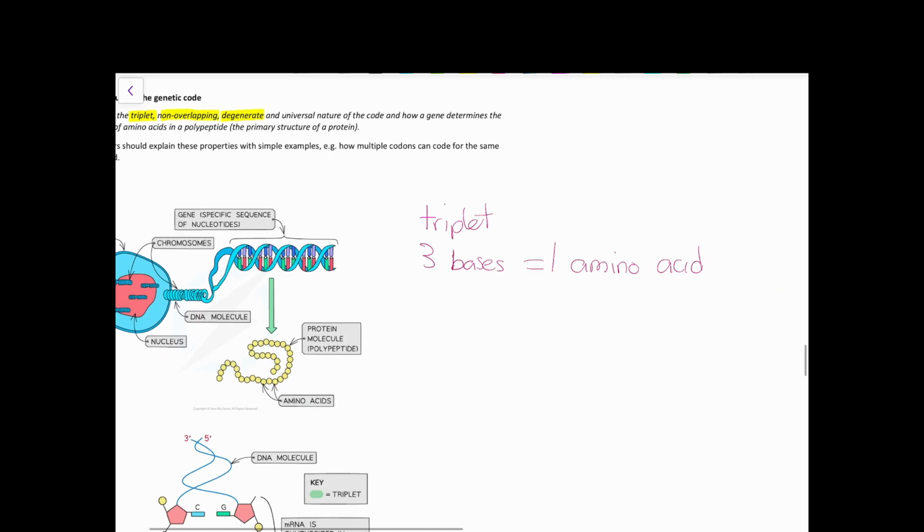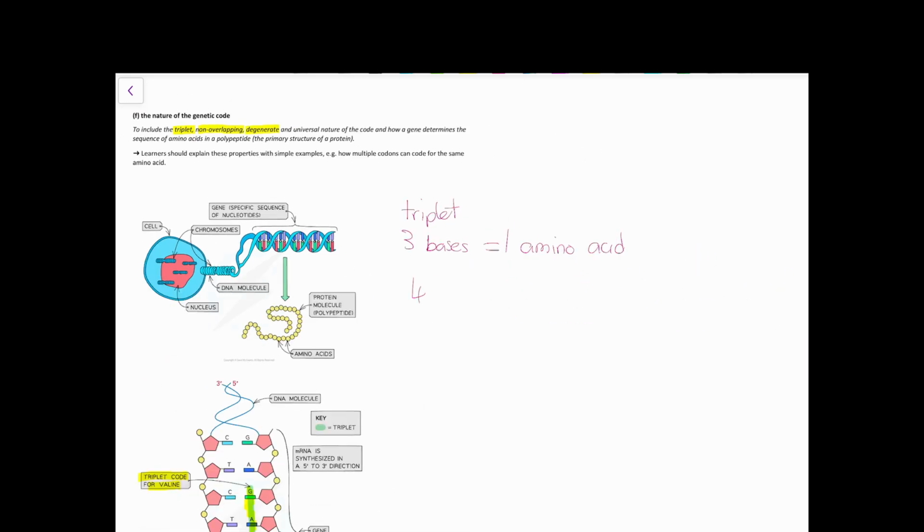Okay, this next term means something quite specific in the context of talking about the genetic code. So there are four different bases, A, T, C, and G, and a triplet contains three bases. That gives you 64 different combinations. You can work out the maths if you want, but it's 64 different combinations. There are not 64 different amino acids. There are, in fact, only 20 different amino acids.